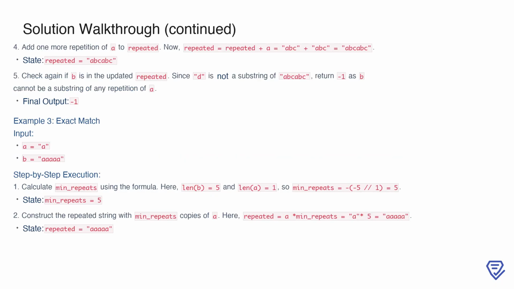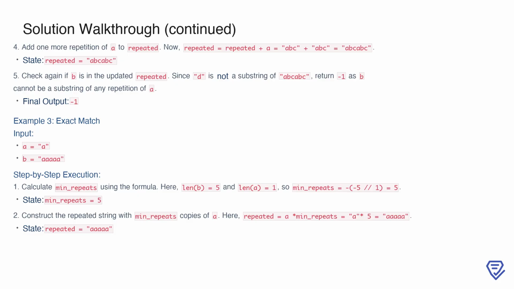To continue, we add another repetition of A to repeated, resulting in repeated equals appcap. We then check again if B is a substring of this updated string. Since B is still not found within appcap, it becomes clear that no number of repetitions of A can ever contain B. In this case, we return -1 to indicate that it is not possible for B to be a substring of any repeated version of A.